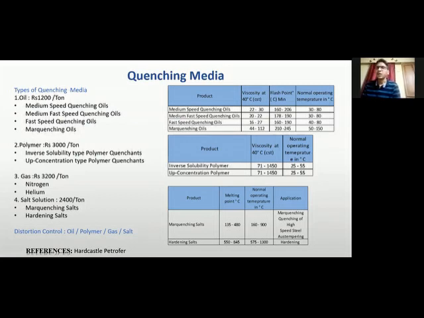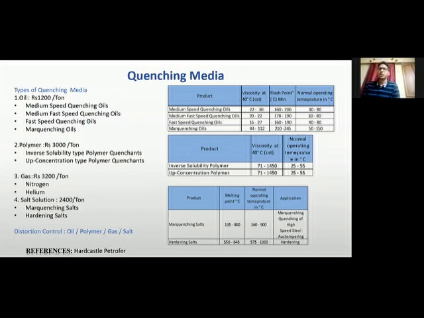Third thing is the gas quenching that will be used in the vacuum. That is nitrogen and helium. The cost of both is higher, but we can regenerate, recapture or reuse that nitrogen, collect that nitrogen, and again reuse it for the quenching. So that can reduce the cost of those gases also.